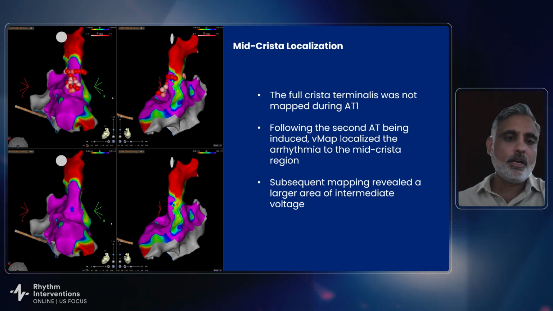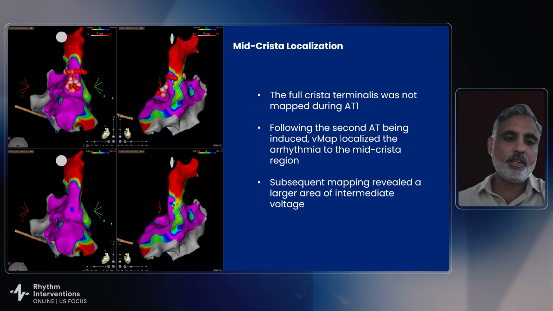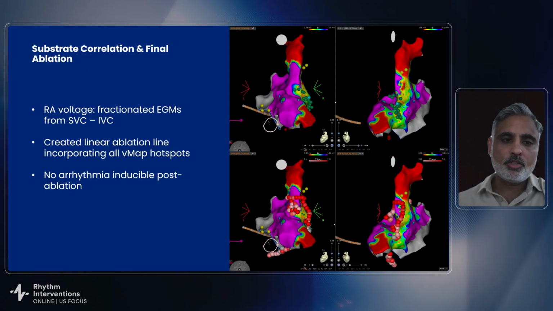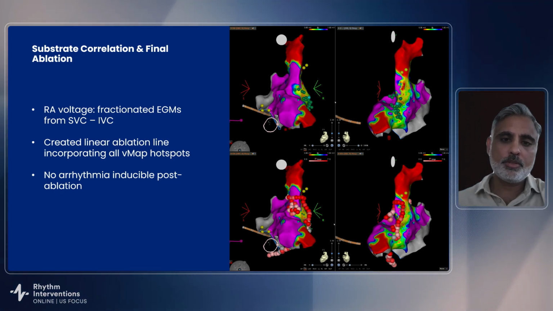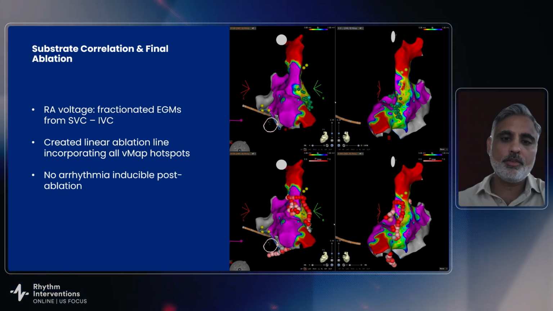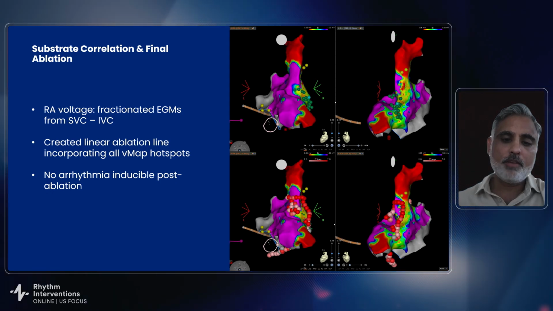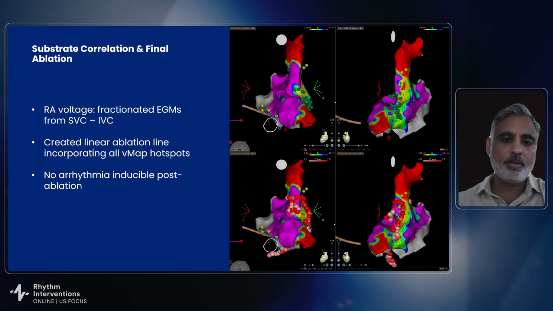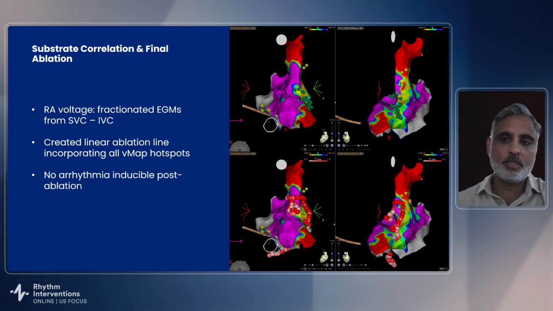And then when we did more substantial mapping in the crista area, which initially we hadn't done, we did see some low voltage in that area along the crista terminalis. The green dots show the fractionated electrograms we saw, and this very well correlates with the VMAP electrograms. We made a cavo line incorporating all those fractionated electrograms. And by the end of the case, there's really no inducible tachycardia. The incessant atrial tachycardia, as well as the PACs, all terminated, and we just had sinus rhythm at that point, despite isoproterenol.